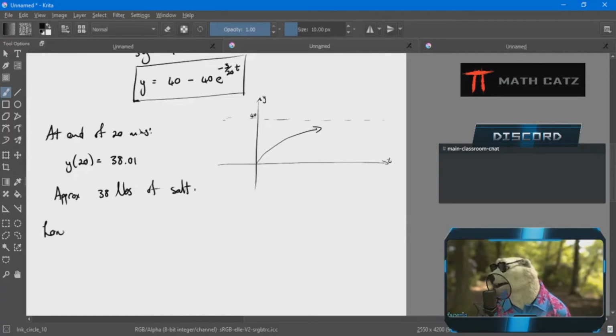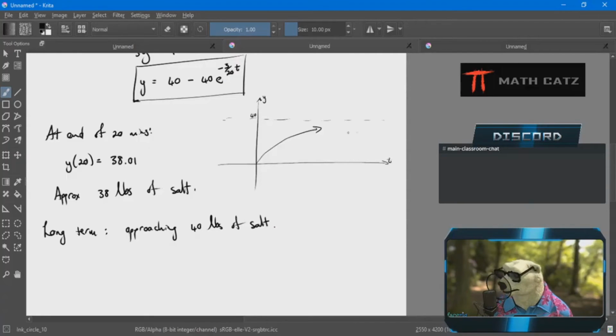So long term, the amount of salt, or let's just say we're approaching 40 pounds of salt, but we'll never actually get there. It's just getting closer and closer and closer. That's sort of the capacity. The capacity due to the volume and everything that it cannot get.